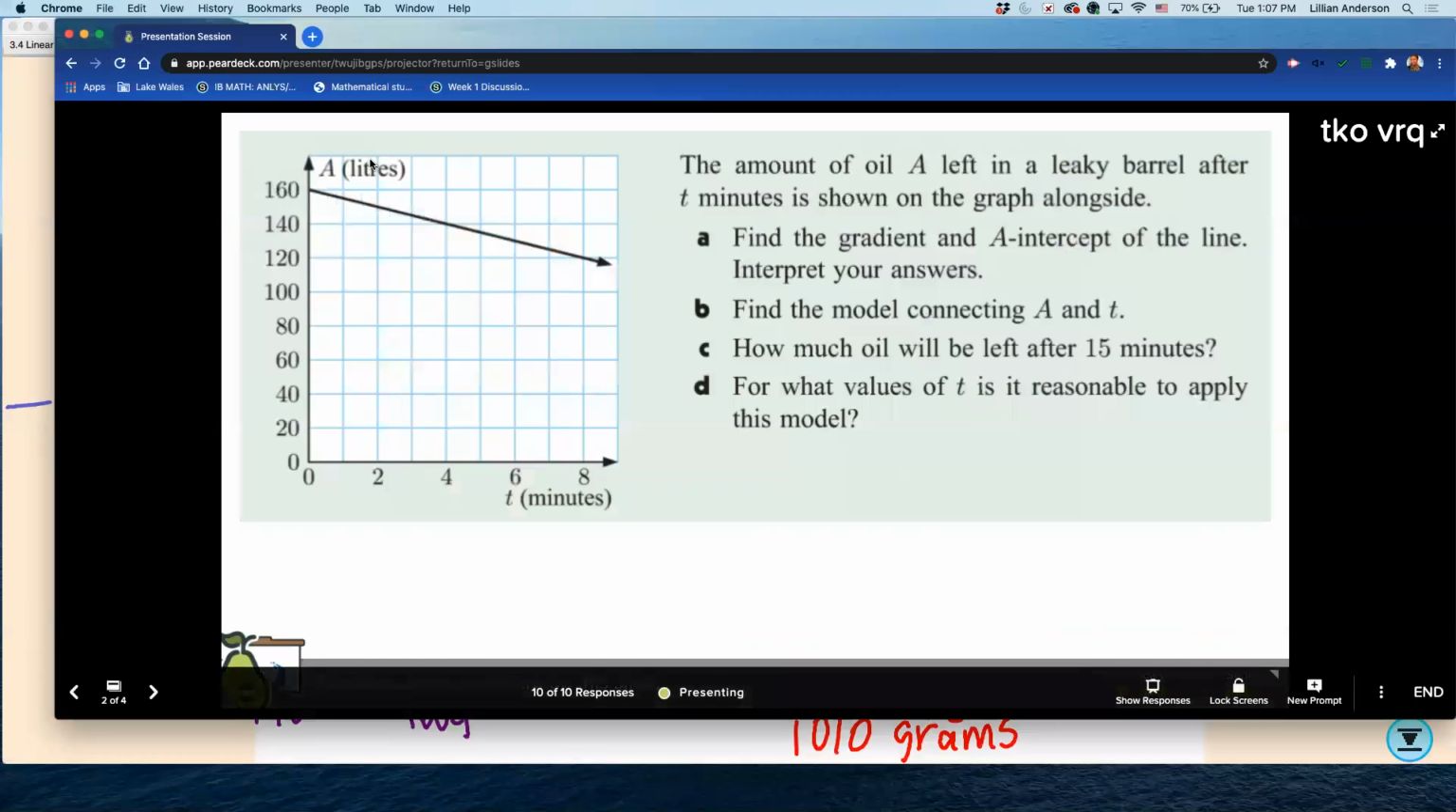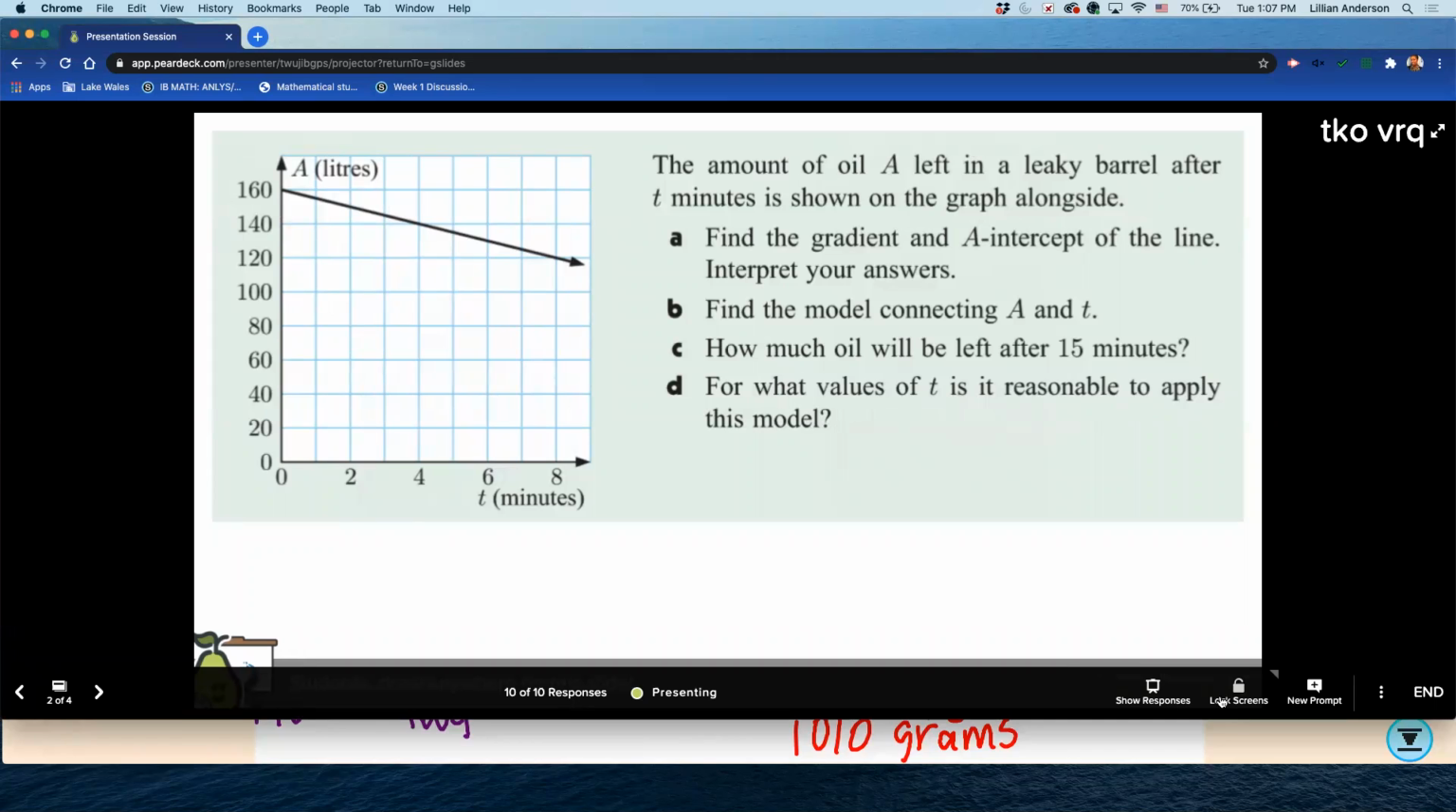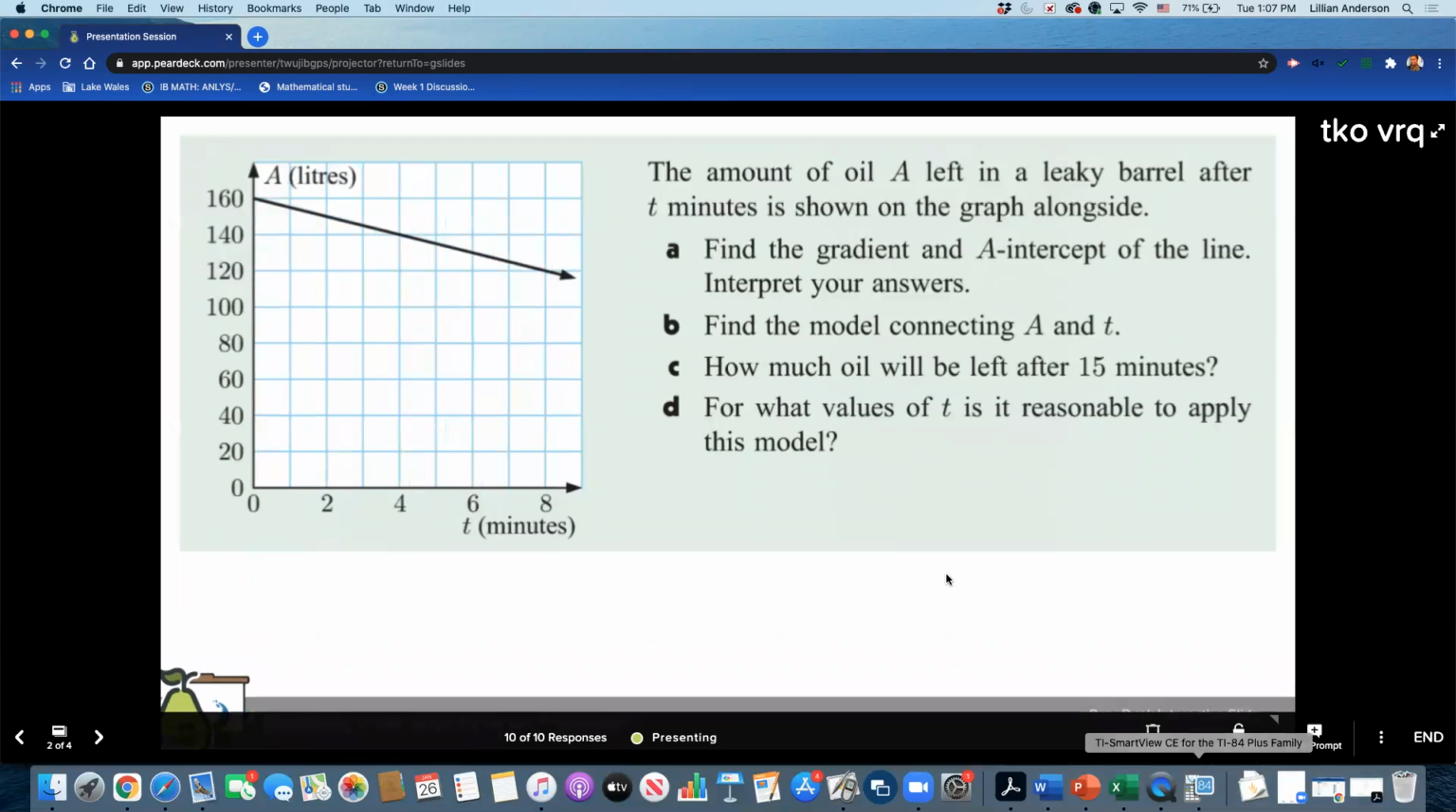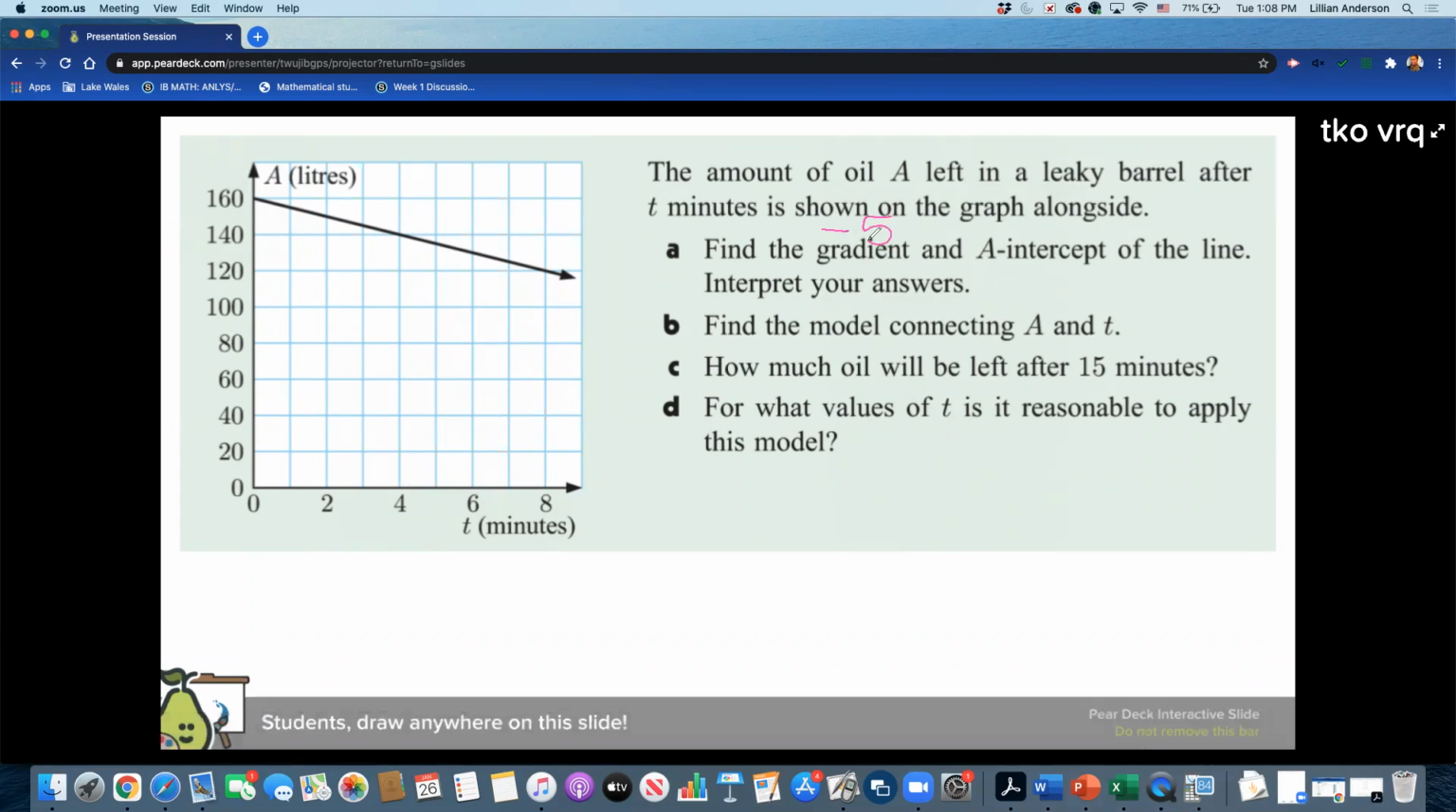So, what did you guys get for your gradient? 5 over 1? I got negative. It would be -5. And you know it's negative because the line is going down. What's my A-intercept? 160, or more specifically 0, 160.